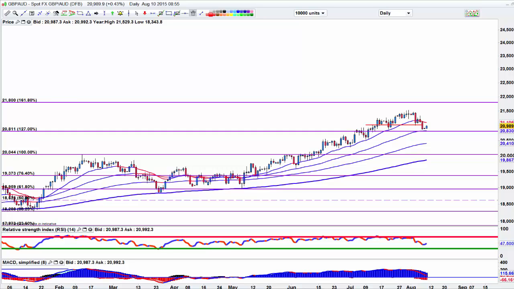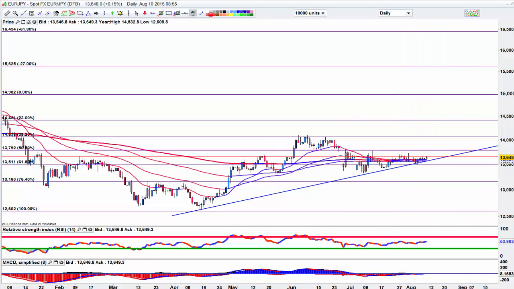So stay out of that one. Look to buy the dollar, and let's just see where we are. Euro yen, still stuck in that apex with a very range bound chart here. We are above all moving averages.